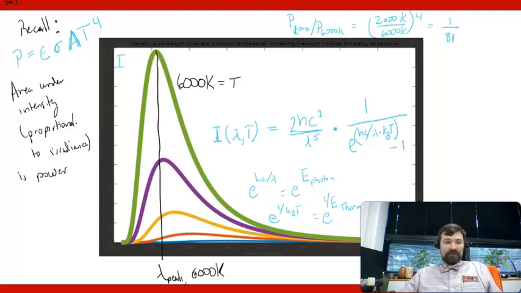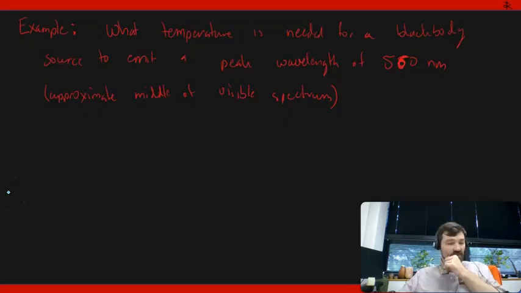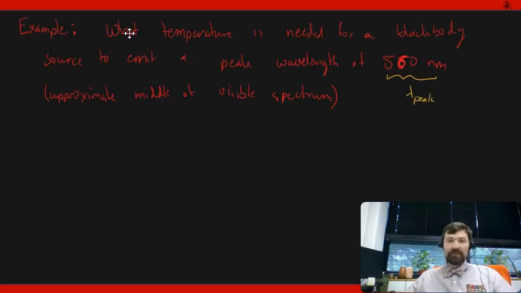So I would like to conclude with maybe a simple example. What temperature is needed for a blackbody source to emit a peak wavelength of 560 nanometers? 560 nanometers is very nearly the center of the visible spectrum. So what we use is the fact that if lambda peak is Wien's constant divided by temperature, then temperature is Wien's constant divided by lambda peak.